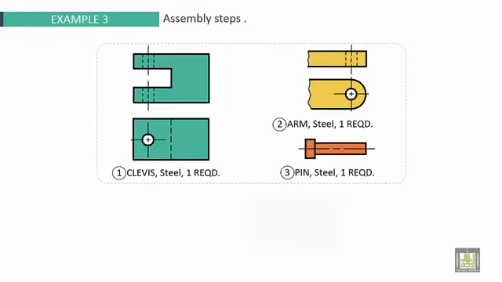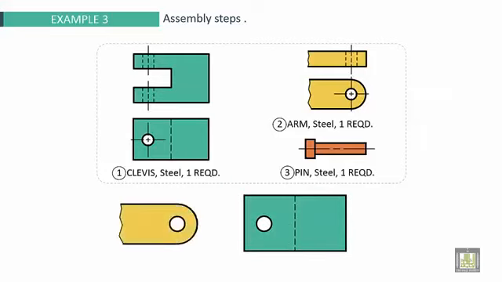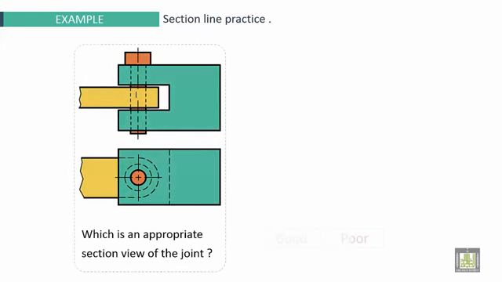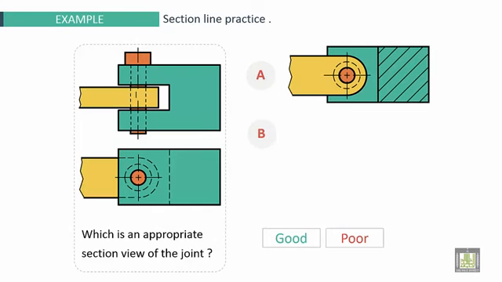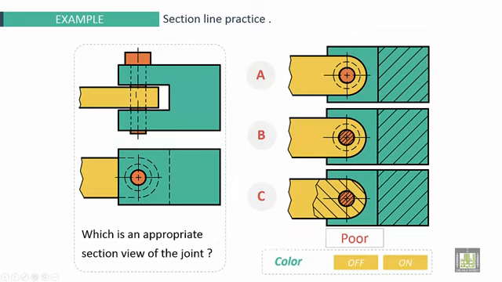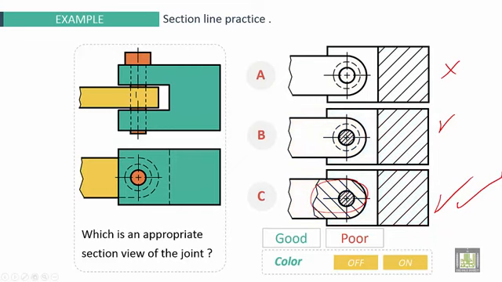Here we have another example for assembly steps. To make the assembly of these 3 parts, we will start with parts 1 and 2, and finally make the assembly for the 3rd part. Here we have 3 possibilities. Which is better? Let's check. A is poor. B is good. The pin is a standard part, but here we have a cross section, not a longitudinal section. So B is good, and C is good also, but it is better to show details here. If we turn off colors, it is better here.